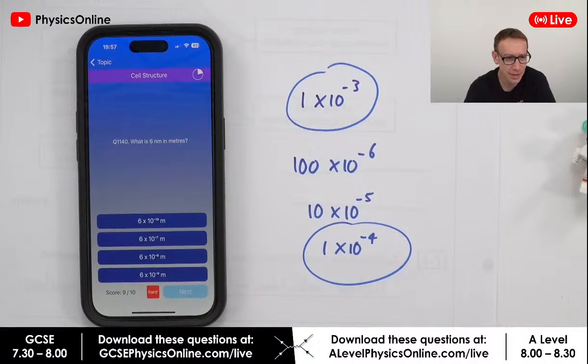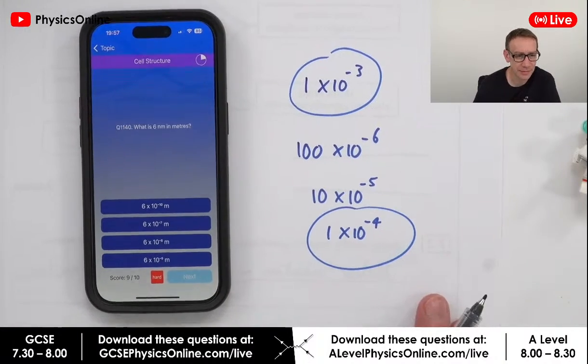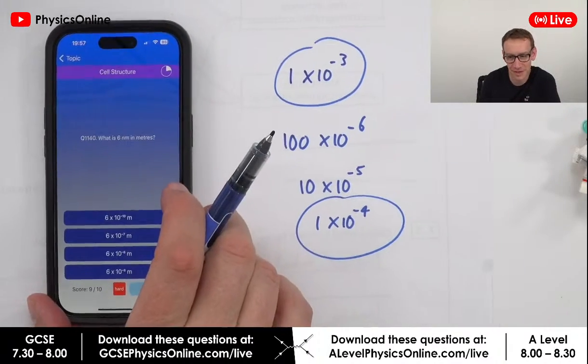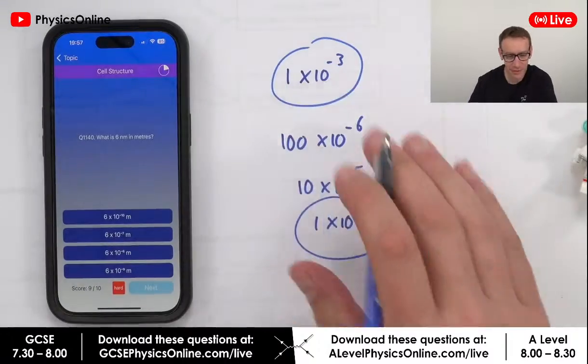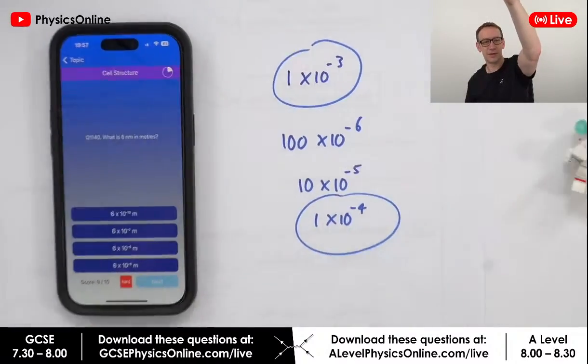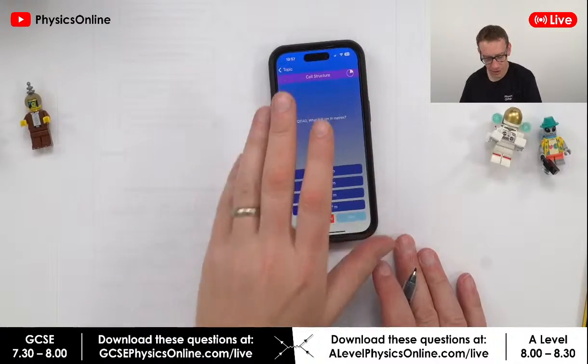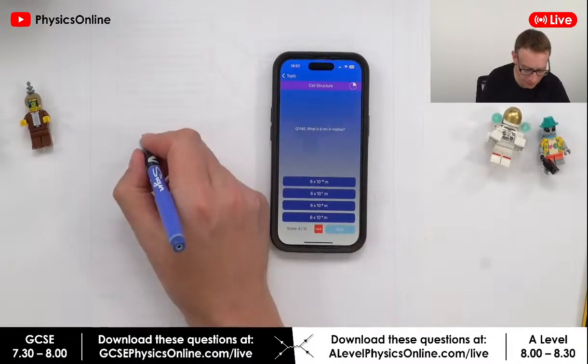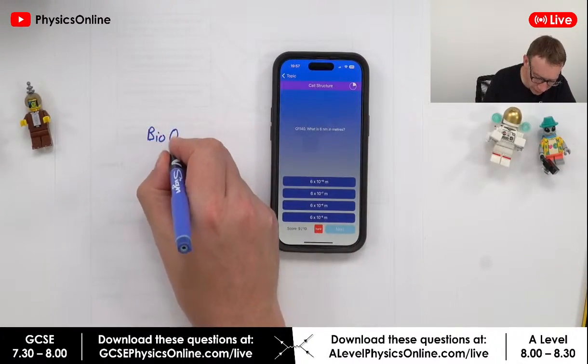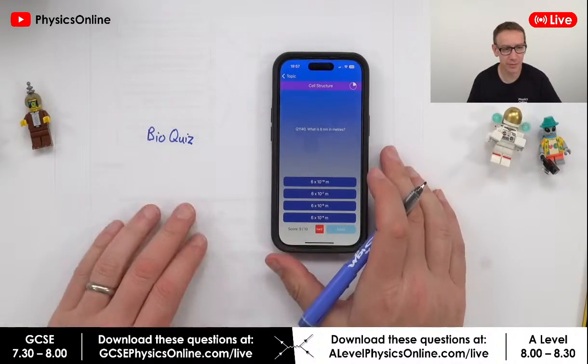What is 6 nanometres in metres? Again, this is just like physics, isn't it? And by the way, this quiz, if I just zoom out a little bit, this quiz is called Bio Quiz, completely free to download. Really useful for anybody who's got their exams tomorrow.